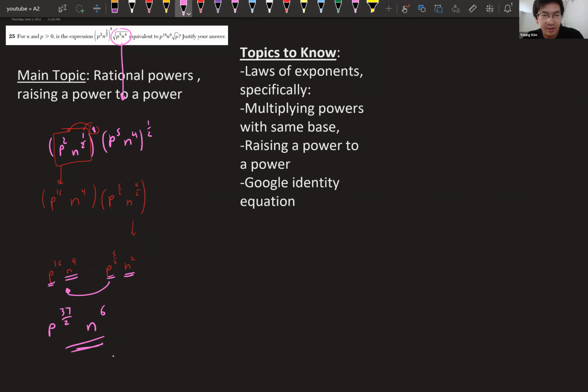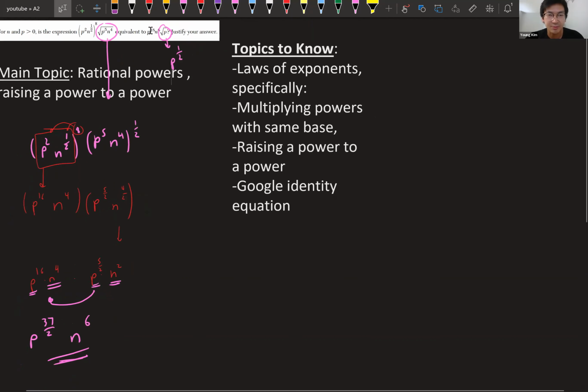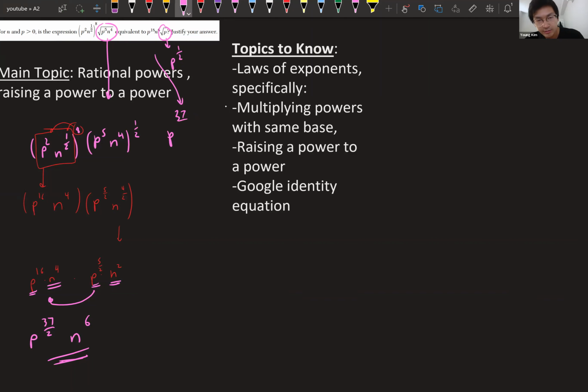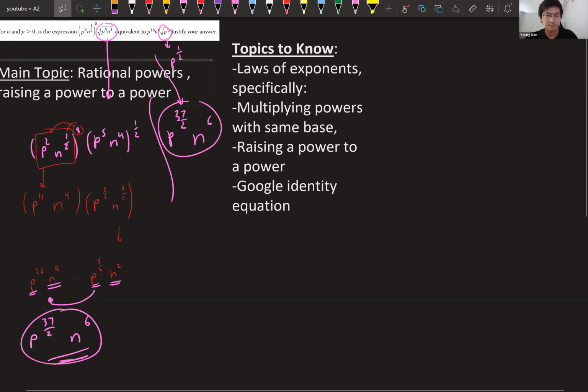Okay, so this is where changing this to p to the half is convenient. Because if you know that this is p to the half and this is p to the 18, then you can combine these p terms again, and you're going to get p to the 18 plus a half. That's p to the 18 and a half. But as an improper fraction, that's going to be 37 halves. Okay. So this is like saying p to the 37 halves times n to the 6, right? And these are equivalent here.